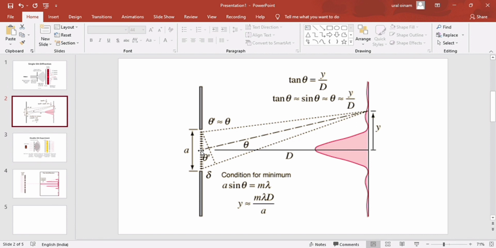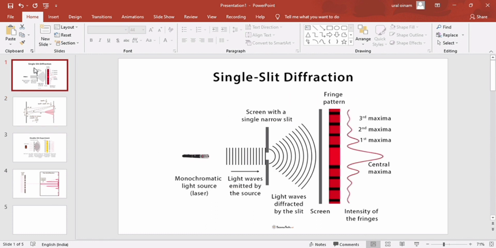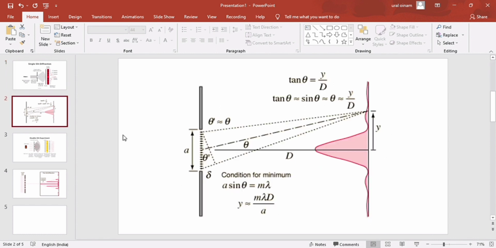The formula is sine theta equals m lambda by a. So what is this angle theta that we need to find? We have the central maxima, and then we have the other maxima as well. The other maxima are given an order: the first maxima closest to the central maxima is order 1, the second one is order 2, and the third one is order 3. The angle made from the aperture itself to the first maxima or the second maxima, we represent with theta m.